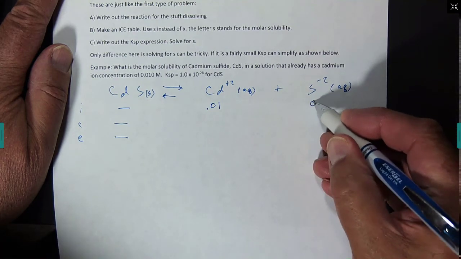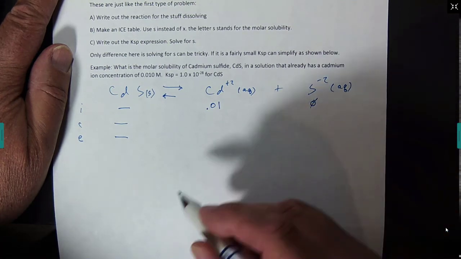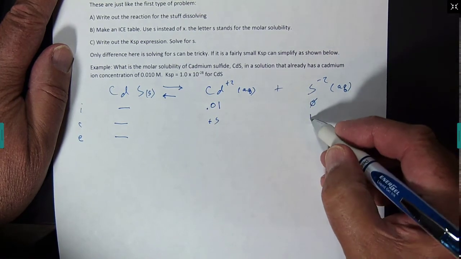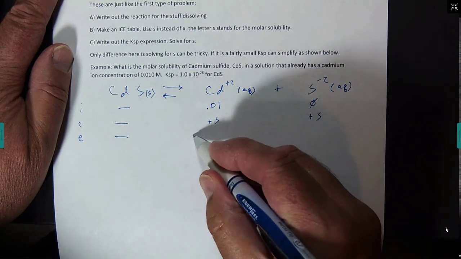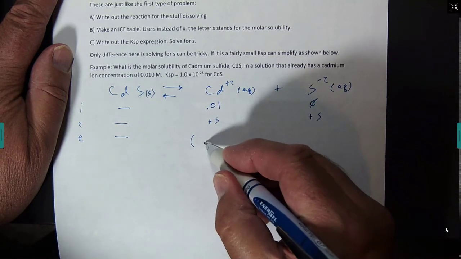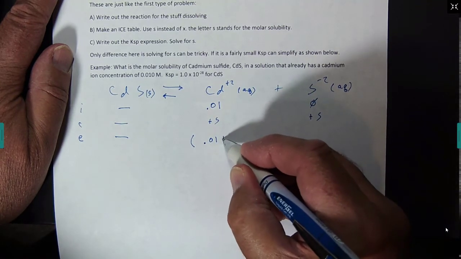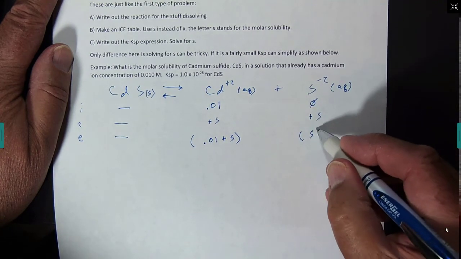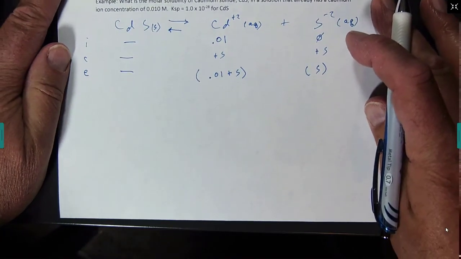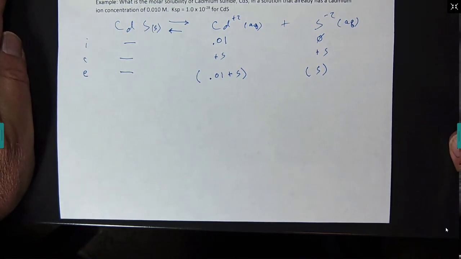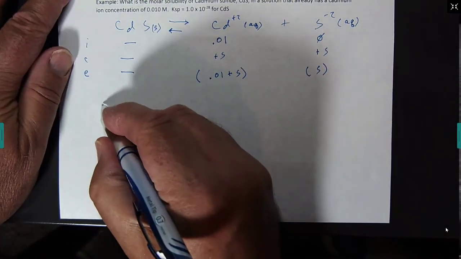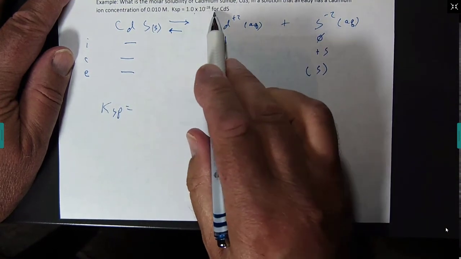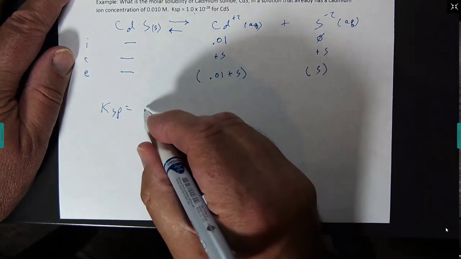Before anything's dissolved, sulfide is 0. This one goes up by S. This one goes up by S. The equilibrium concentration here is going to be 0.01 plus S. This is going to be S. There's your ice table. Okay, set up your Ksp expression. Ksp, we got a number for that: 1 times 10 to the minus 28th.